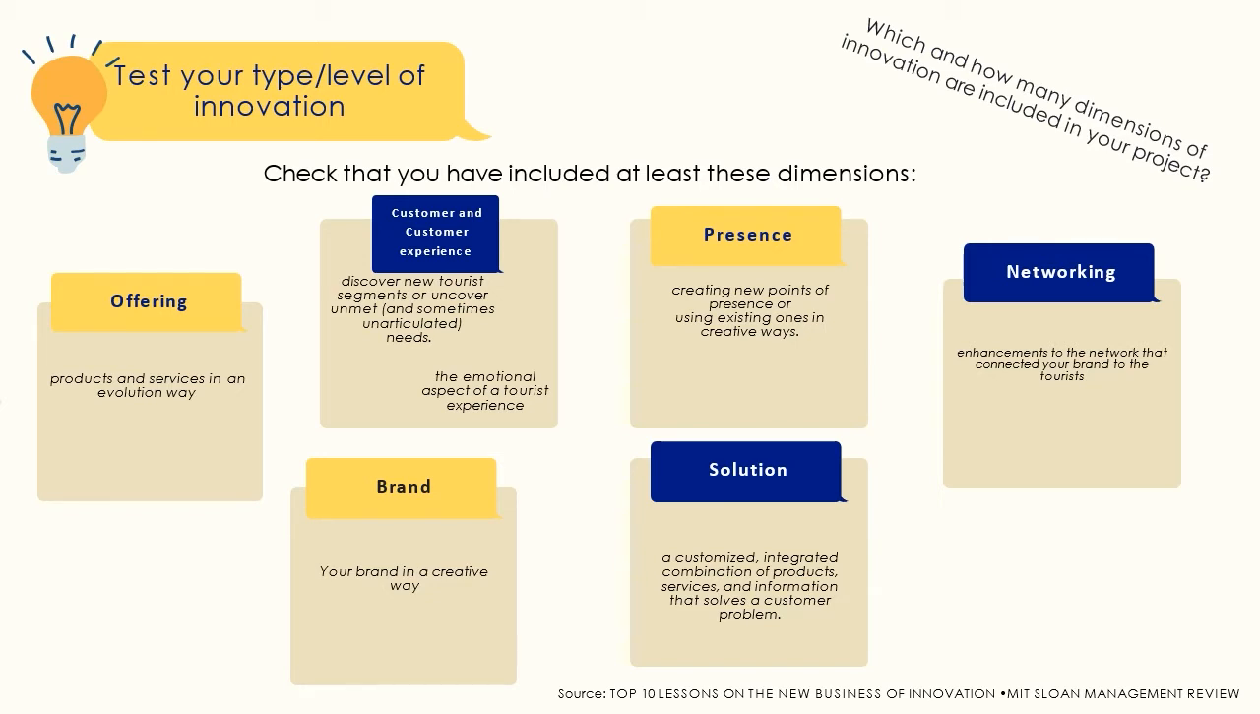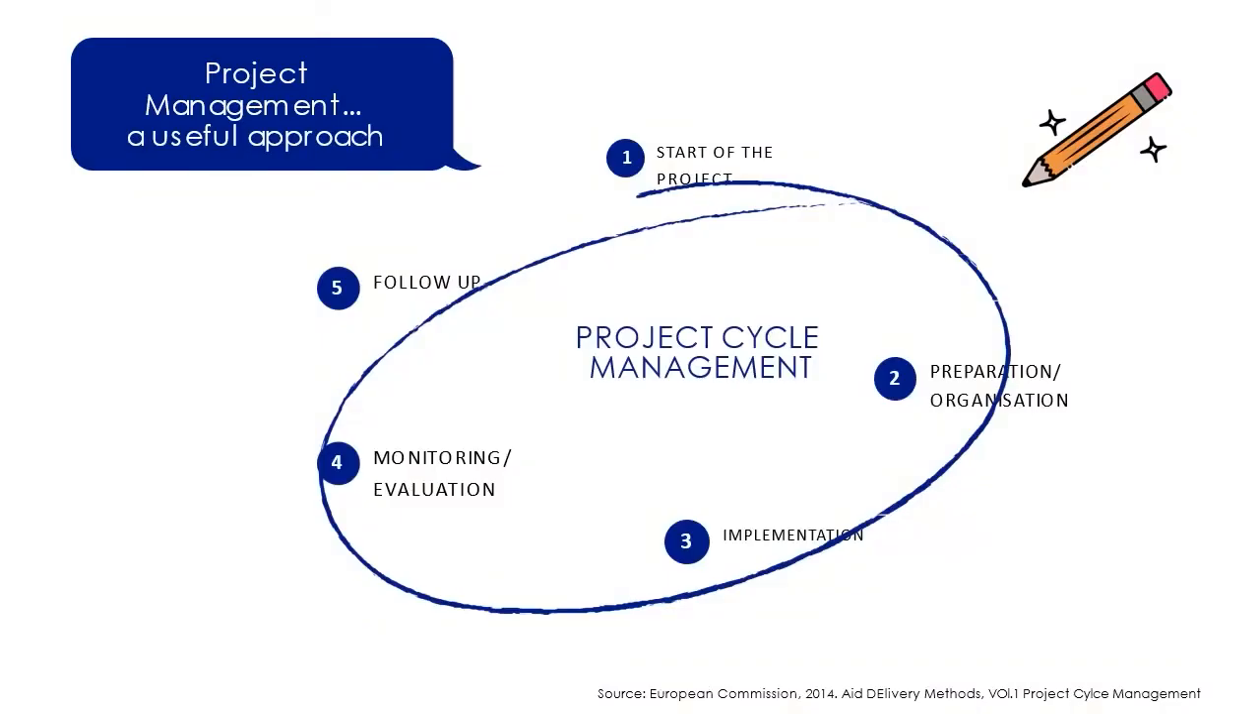Brand: try to think about your brand in a creative way, taking care of effective communication of your services and activities. Presence: channels of presence are important to reach the final customers. Innovation in this dimension means creating new points of presence or using existing ones in creative ways. Solution: a customized, integrated combination of products, services, and information that solves a customer problem. Networking: innovations in this dimension consist of enhancements to the network that connects your brand to the tourists, increasing the value of your services.